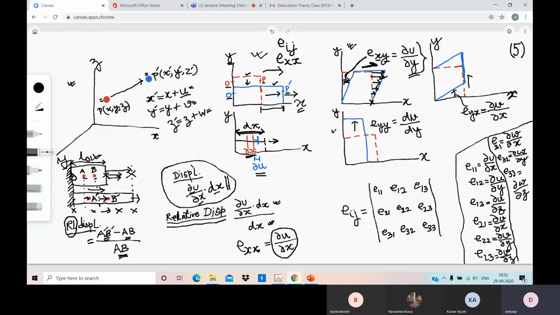Similarly, in the third case, as I have drawn the arrow here, we are applying a stress along the y direction. The initial body, red dotted, changed to the blue. So we find that there is a net relative displacement, that is EYY. It's happening along the direction Y, and it is proportional to Y as well. So that term is del V del Y.